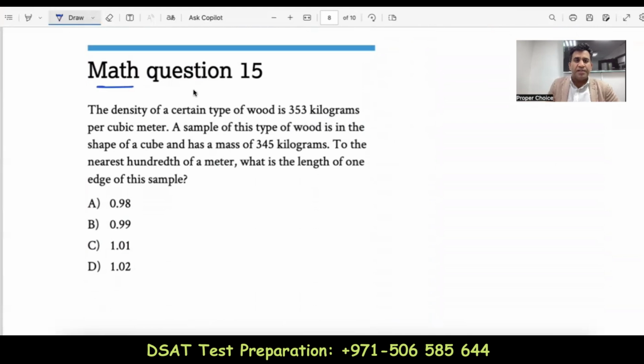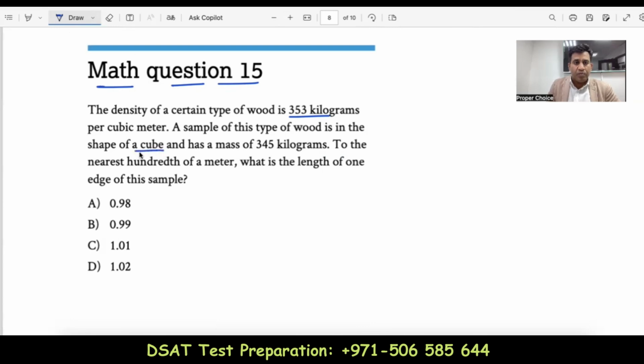Question number 15 here is, this will be the last question for today's session. It says, the density of a certain type of wood is 353 kilograms per cubic meter. A sample of this type of wood is in the shape of a cube and has a mass of 345 kilograms.